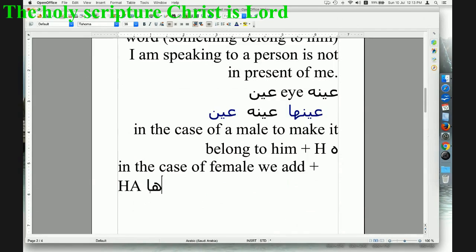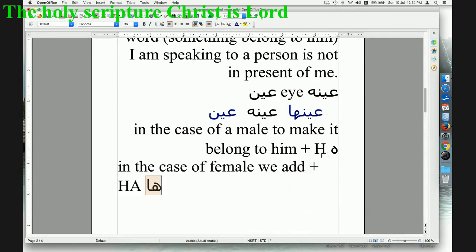Here we have two letters. We have the H in English, which is equal to ha in Arabic, and we have the letter A, which is equal to the letter alif. So anything I want to make for a female, in this case, I use ha, which is literally two letters, which means we write them as they are, as we see them on the screen. In the case of male, we add the letter ha, but there is no alif attached to it.